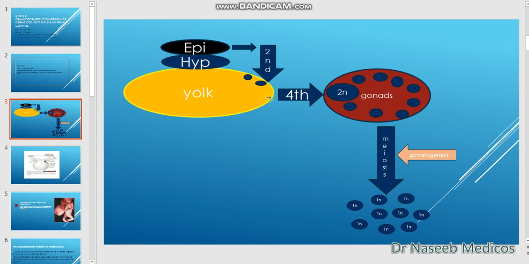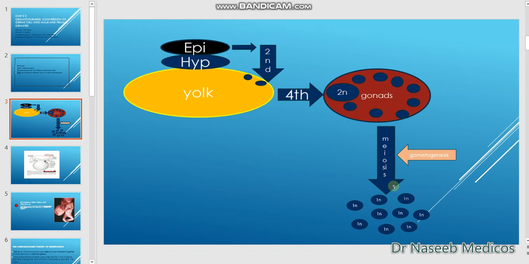From the yolk sac they migrate, and at the same time they also divide through mitotic division. It can be identified from the diploid number because they are dividing as well as having the 2n number of chromosomes. They migrate to the gonads at the 4th week. At the end of the 5th week they have completely migrated to the gonads. When they migrate to the gonads, after that they start gametogenesis. Gametogenesis means oocyte formation in the female and sperm formation in the male.